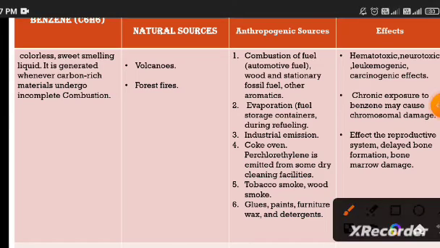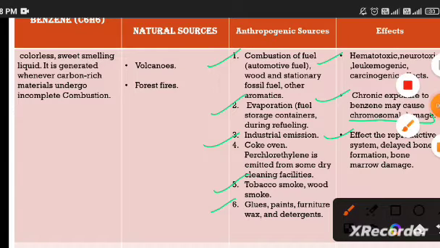Anthropogenic sources of benzene include combustion and evaporation of fuels, industrial emission, tobacco smoke, glues, paints, furniture wax and detergents. Benzene causes many adverse effects. It is hemotoxic, neurotoxic and carcinogenic. Chronic exposure to benzene may cause chromosomal damage, and it also affects the reproductive system, delayed bone formation and bone marrow damage.